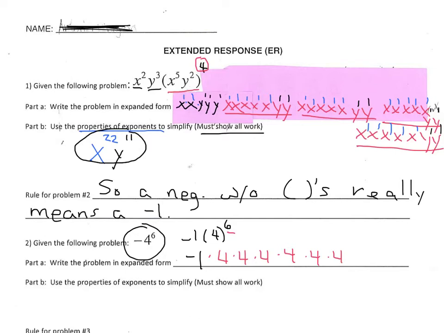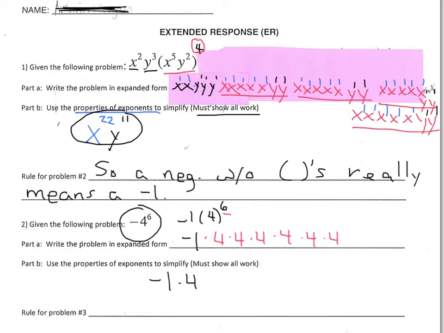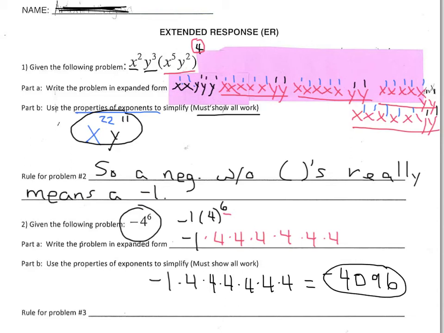Now once again for part B, all I'm asking you to do is rewrite it. Times 4, times 4, times 4, times 4, times 4. If you add the exponents, so it's 4 to the 6 again, and negative 1 times 4 to the 6 is negative 4,096. And that's your final answer.